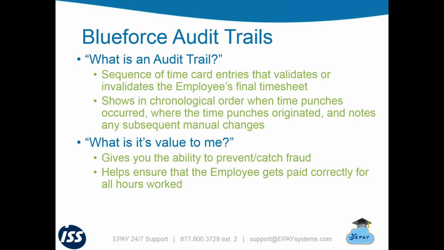Secondly, the Blueforce audit trail shows in chronological order when time punches occurred, where the time punches originated, and notes any subsequent manual changes. Manual changes is the key thing here, because we don't want to be messing with an employee's punch unless we really have to. And we really shouldn't be touching employee punches, period. But the value here is that it gives everyone the ability to prevent and catch fraud. So you can see what the employees are doing or not doing. You can also see if someone else, maybe their management supervisor, is adding extra hours here and there. All that's going to be very visible on the audit trail.